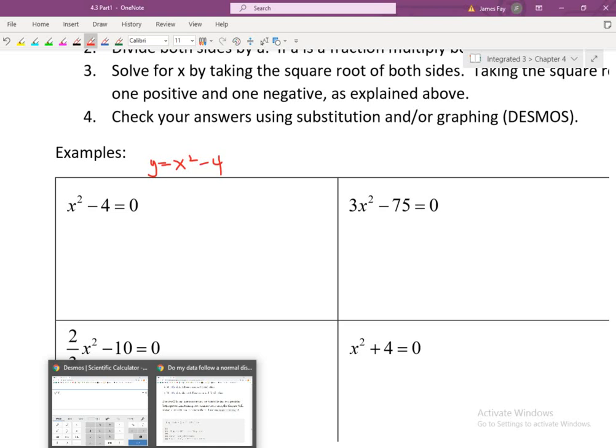The first step said add or subtract your c term from both sides, so that you can isolate x squared. So what's my c term here? Okay, so I'm going to add that to both sides.